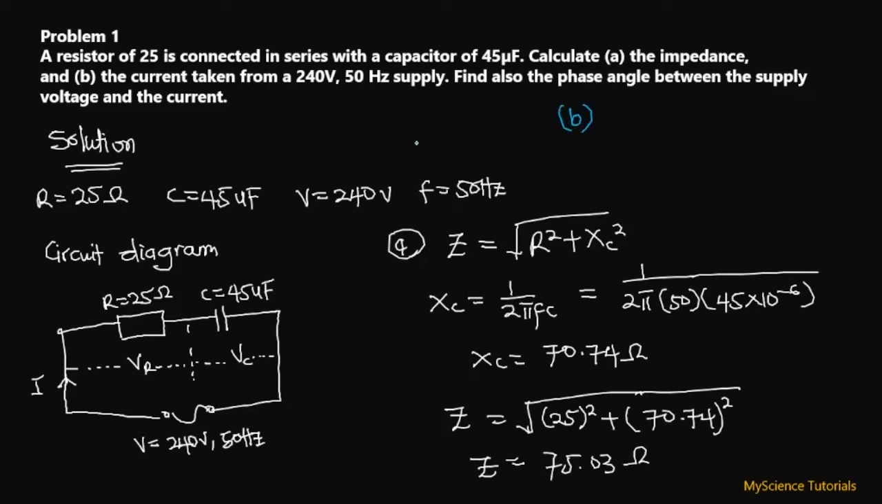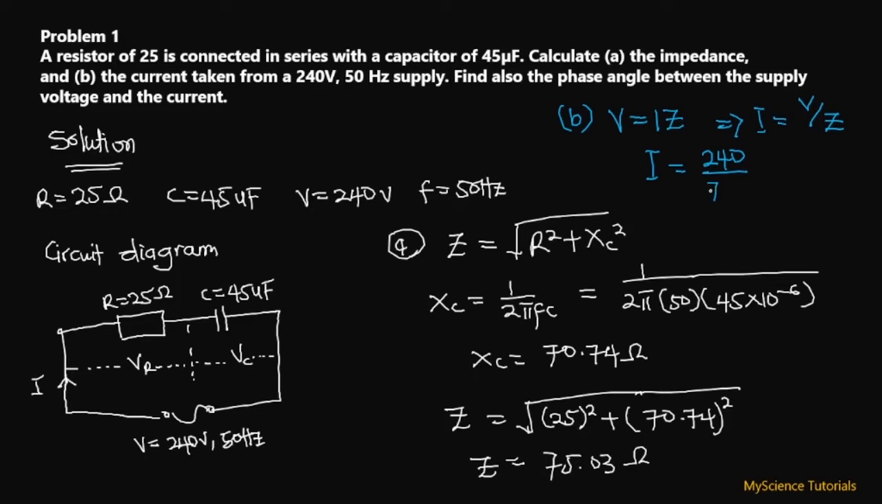Let me do it at the top here. B is saying we should find the current taken from this particular circuit. So we know that voltage is equal to current multiplied by the impedance. The applied voltage is equal to current multiplied by the impedance. So if we want to find our current, which is I, we need to divide both sides by Z, the impedance. We are going to have the applied voltage over the impedance. That will give us our current. So therefore, our current is equal to our applied voltage, which has been given to us to be 240 volts, over the impedance we just found to be 75.03.